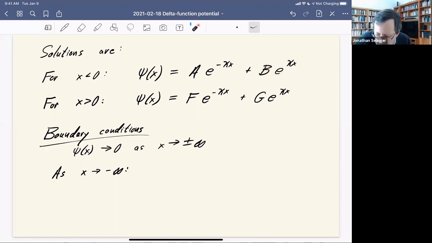But if I put x is negative infinity here in the a term, we have negative infinity times negative kappa. That's the exponential of positive infinity. Okay? That's a huge number. Well, we can't have that, right? The function would certainly go crazy then when x goes to minus infinity. It would violate this boundary condition hugely. So for that reason, we better have a equals 0.